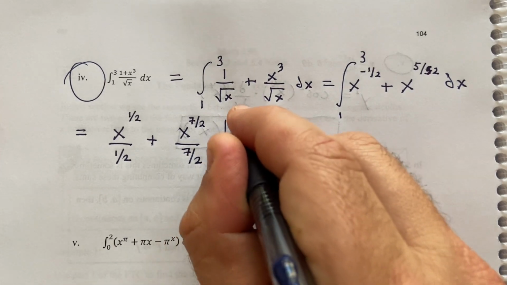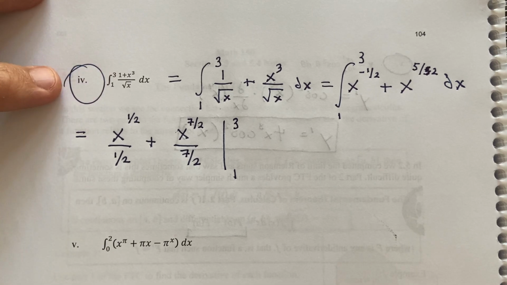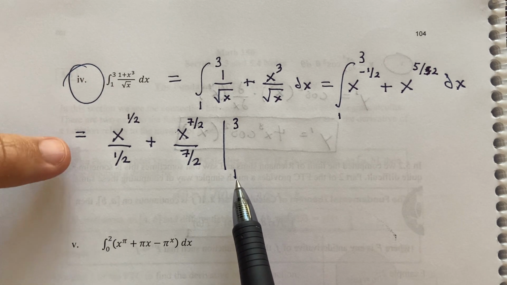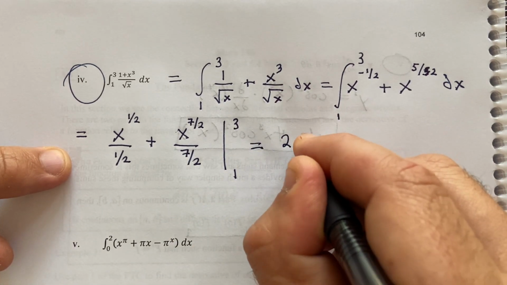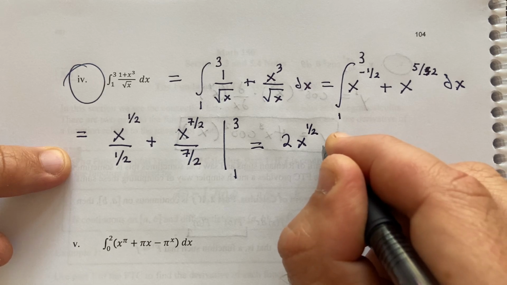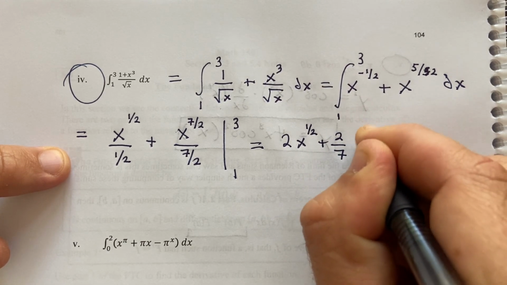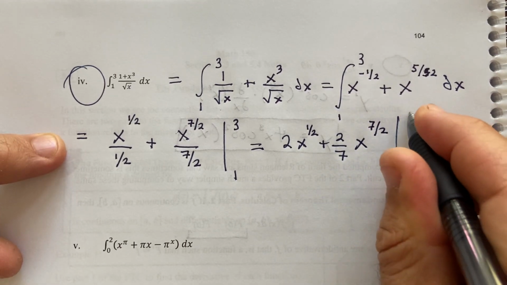Evaluate this from 1 to 3. Not all limits are 1 to 3. I know the two I've done here in this video so far have been 1 to 3, but they're not always that way. I'll simplify this a little bit. This would be 2x to the 1/2 plus 2/7 x to the 7/2. And then evaluating that from 1 to 3.